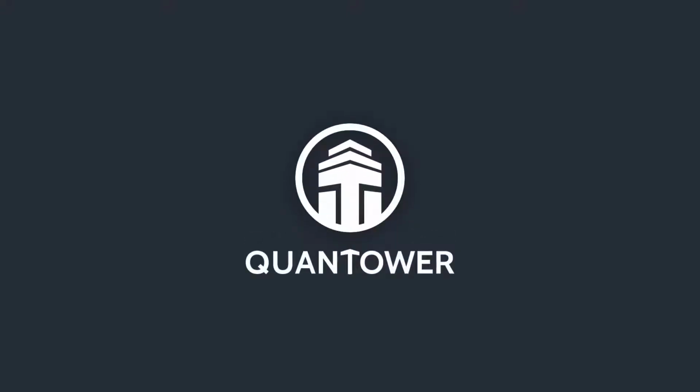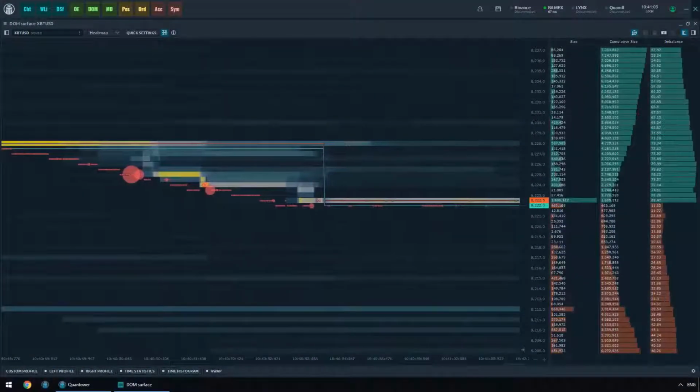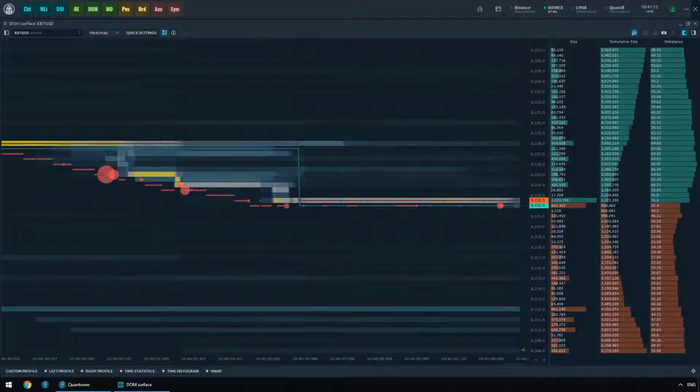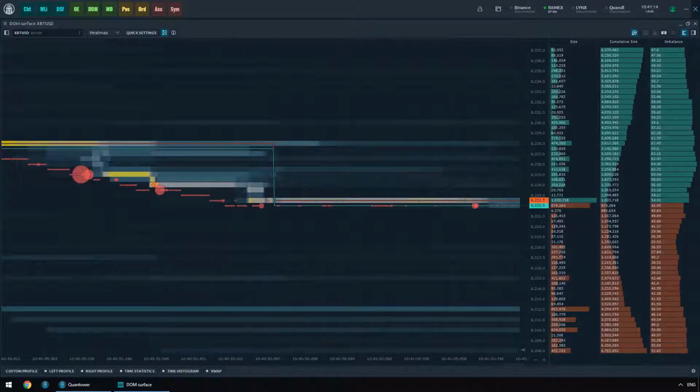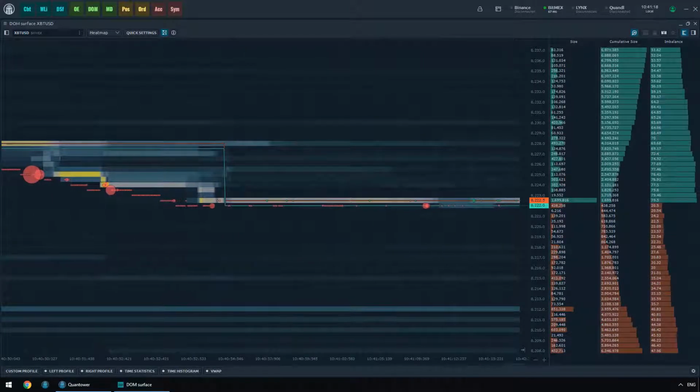Hello everybody. Today we'd like to introduce you to a wonderful panel in Quantower called the DOM Surface. Now this panel allows you to see the difference in the supply-demand ratio in real time and also monitor the formation of strong resistance and support levels.